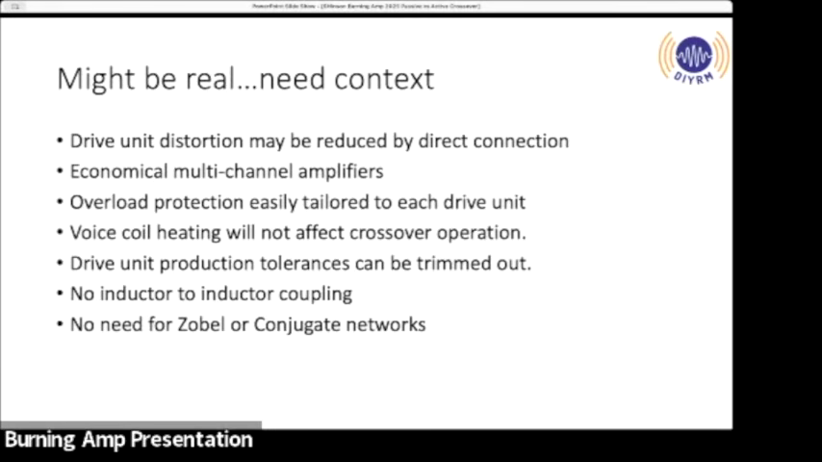No need for Zobel or conjugate networks with active crossovers. I haven't used a Zobel network on a tweeter in 20 years, because those optimizers allow me to get the transfer function that I want without having to flatten that impedance. I don't care. I have used a Zobel network on the upper impedance peak of a woofer if I'm trying to do a low pass close to that impedance peak, but I haven't used one on a tweeter. So this again needs context. You can get rid of them on the woofer, and that's a great place to do it. But if you're doing it because you want to get rid of it on the tweeter, that's pointless. I haven't used one of those in years.